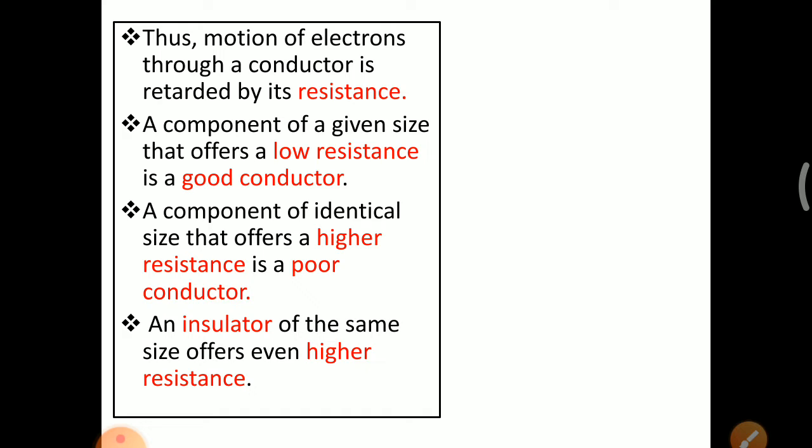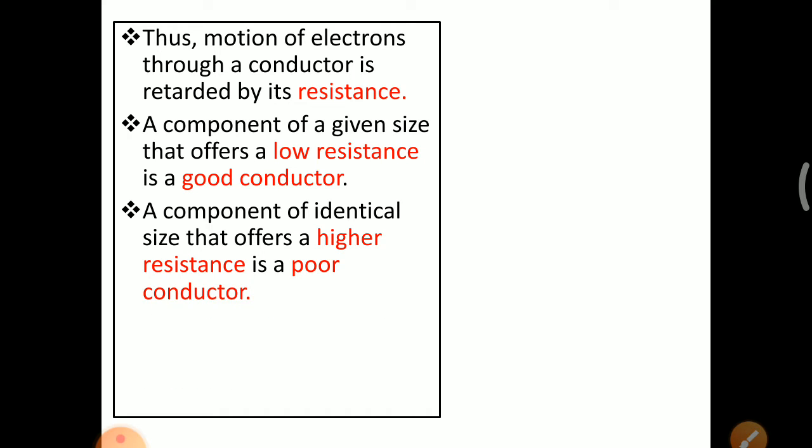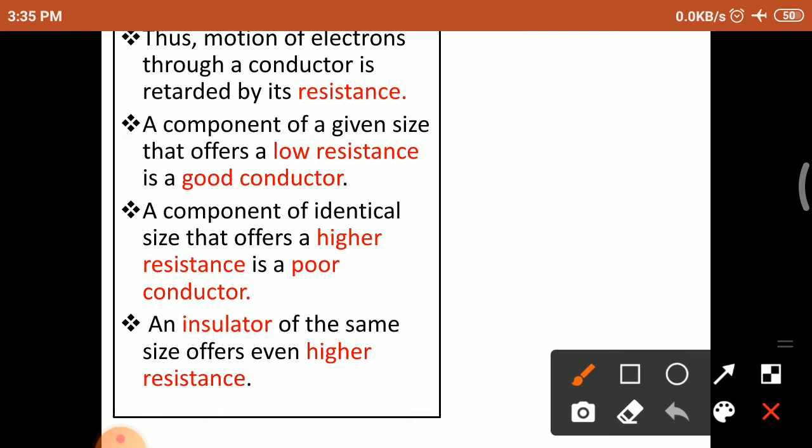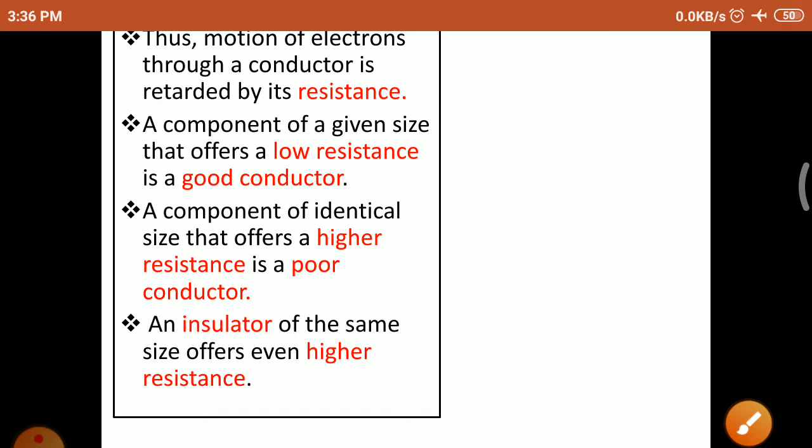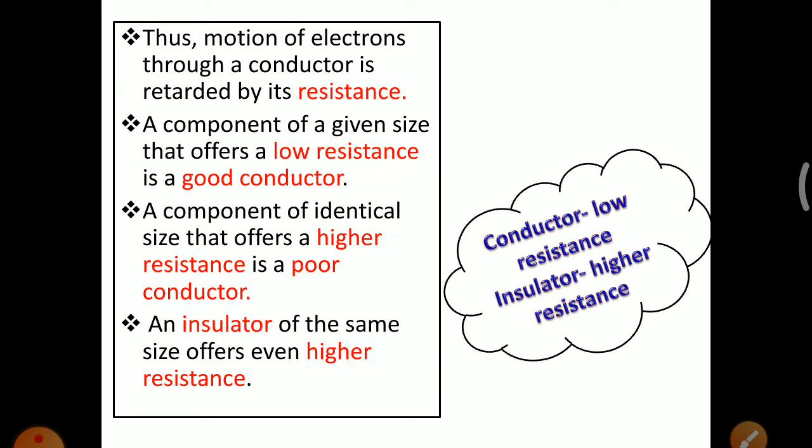So insulator means higher resistance, and conductor means low resistance. It is a very important point. The conductor has a low resistance and the insulator has higher resistance. So here I have written: conductor has a low resistance and insulator has higher resistance.